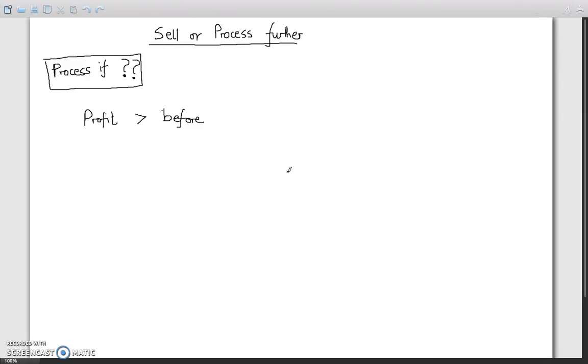Moving on to the last one, and I'm not going to spend a lot of time on this because it's very easy, which is a sell or process further. So in this case, you want to decide whether you want to sell your product in its raw format or if you want to process it further to make profits. But the question is, are you really going to make more profits just by processing it?